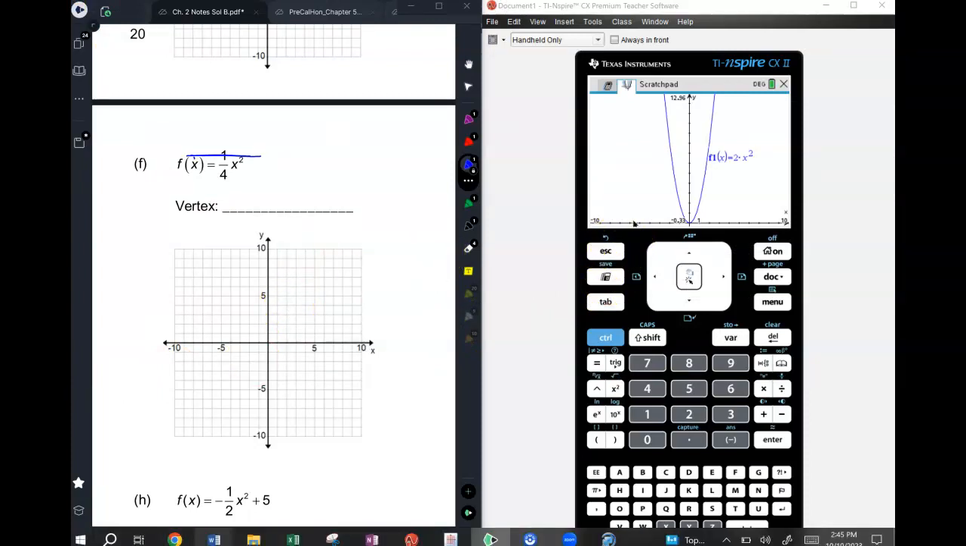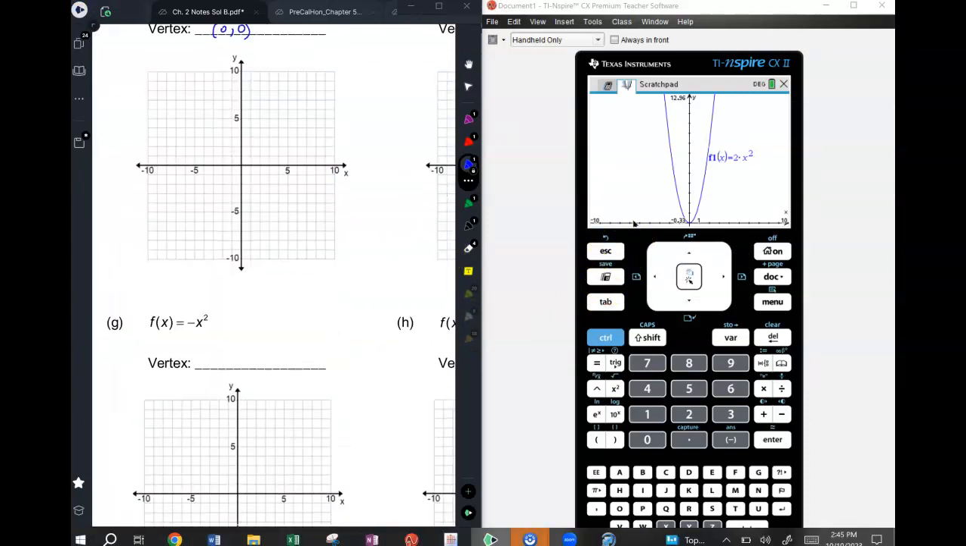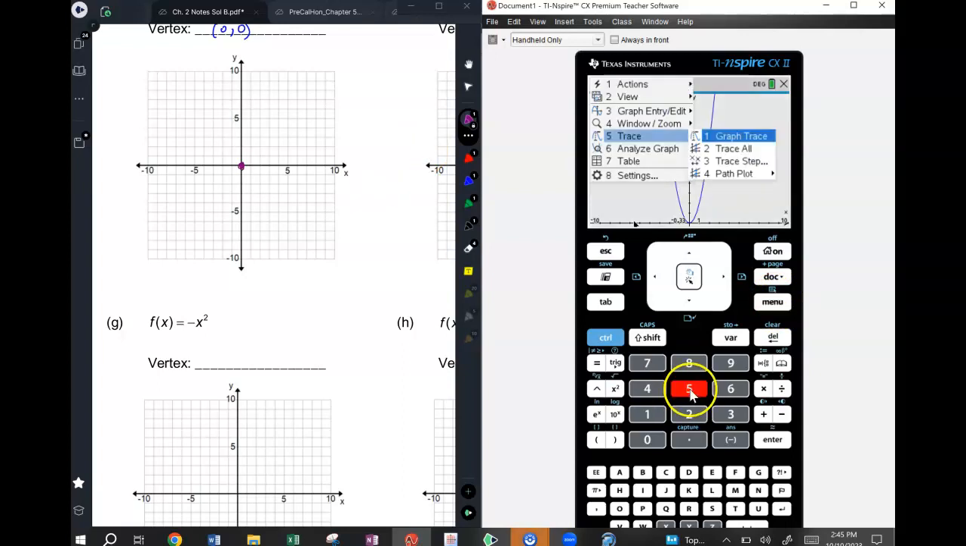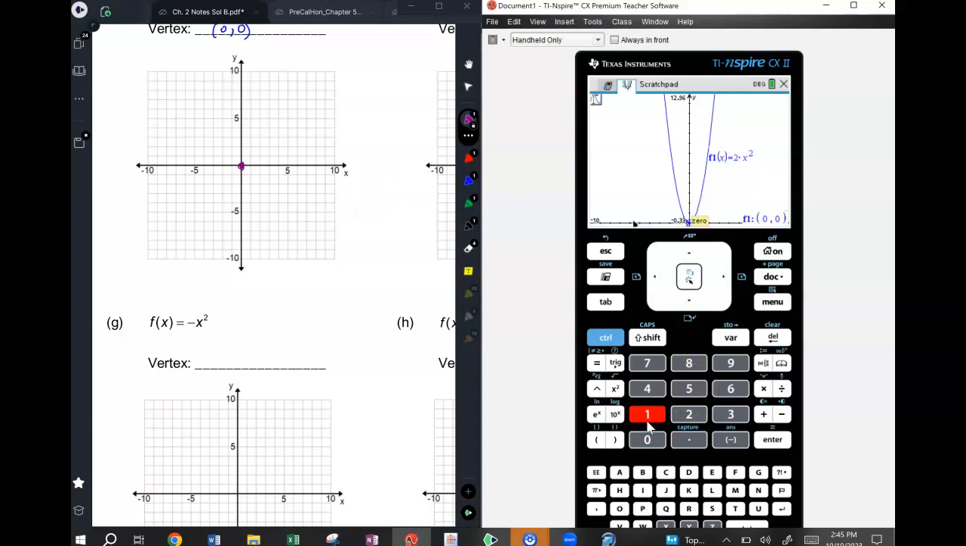Okay. All right. So vertex is at 0, 0. Now, how did we find the points? Menu, then what? 5, then what? 1. And then what am I going to type in? What number do you guys want to type in? 1. Enter. So it's 1, 2. What else should we type in? 2. 2, enter. I get 8.